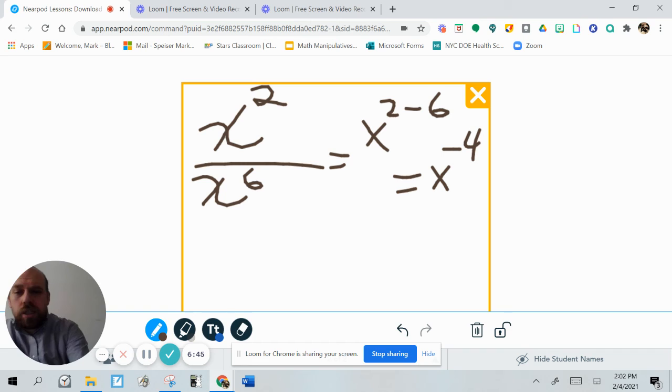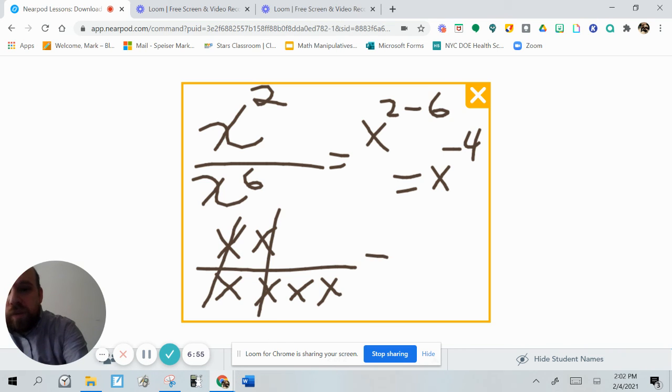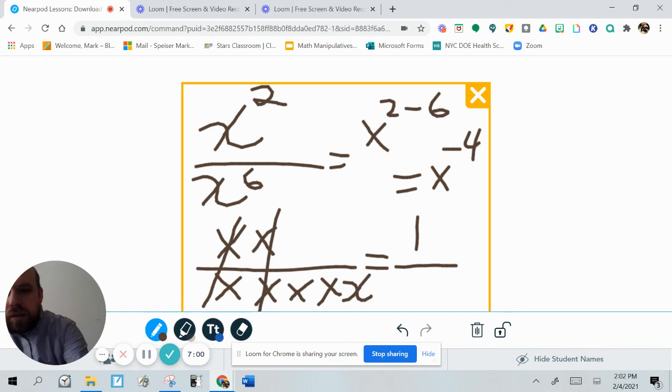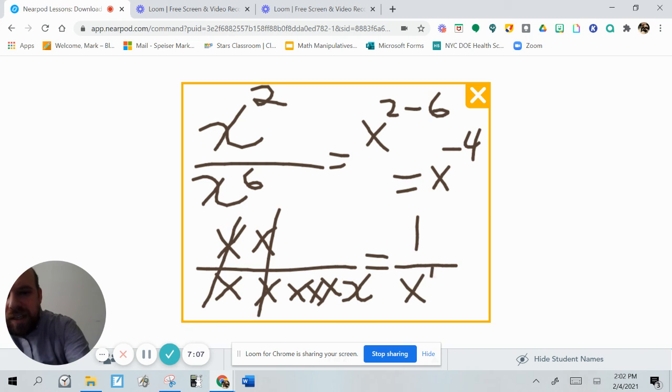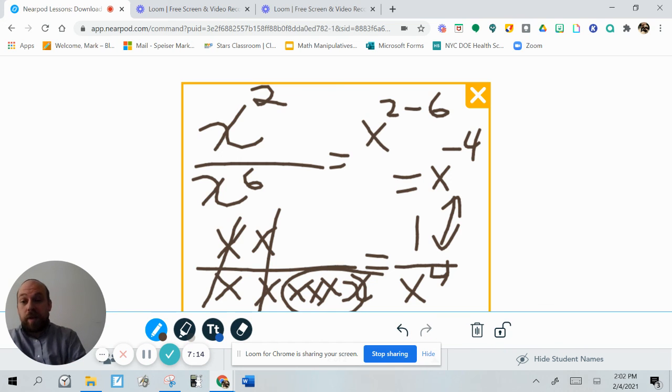But why does that work? If we wrote out the expansion, 2 x's in the numerator, 4 x's in the denominator, divide out the x's, 1 and 1, 1 and 1, left with 1 on top and 4 x's in the denominator. So these two must be the same. And both the zero rule, like in the previous video, and the negative exponent rule both work.